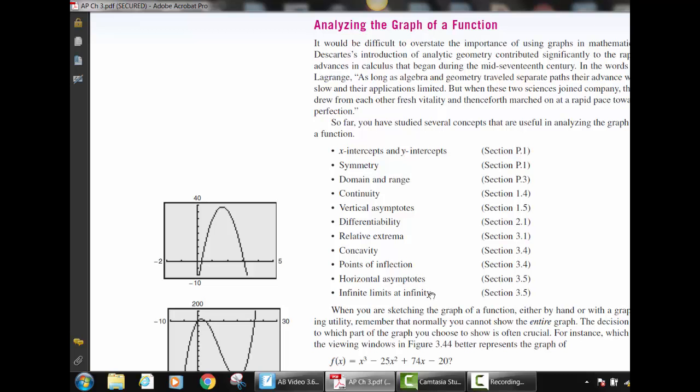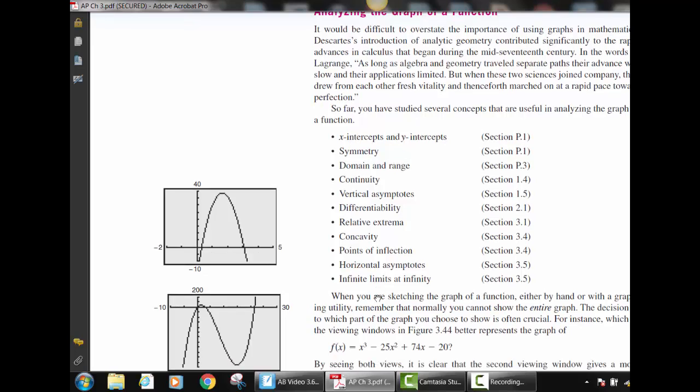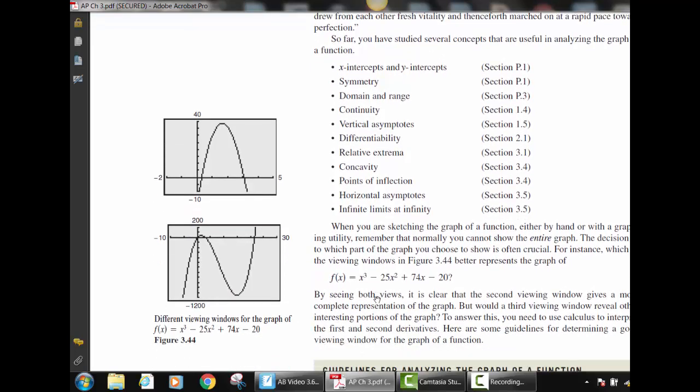And infinite limits at infinity, that's when the graph, for example, over here goes up forever or down forever at either end. And that's basically rational functions and just end behavior, what happens as you go to the far right, what happens as you go to the far left. So infinite limits at infinity.